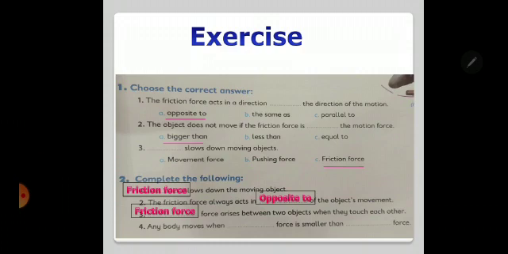Any body moves when space force is smaller than space force. Question number 4: معلش السلايد اتحركت فأنا كتبتها لكم هنا بإيدي. Any body moves when the friction force is smaller than the motion force. احنا متفقين على كده، إن الفريكشن فورس لما بتكون أقل من الموشن فورس any body can move.